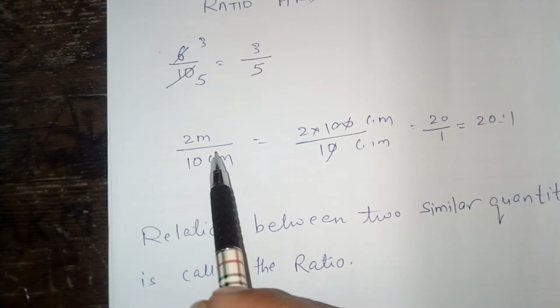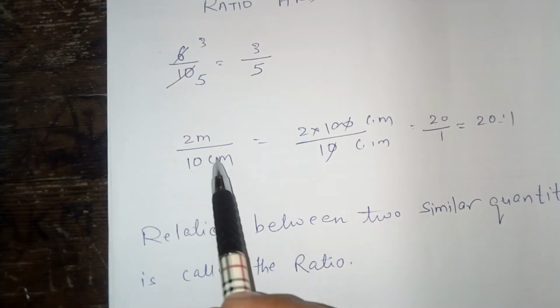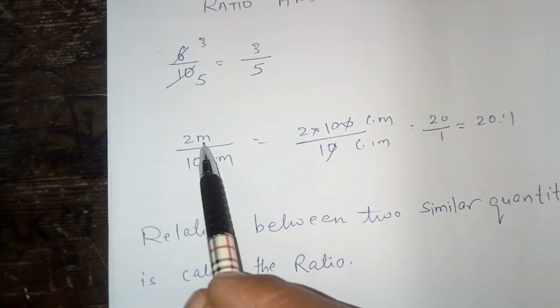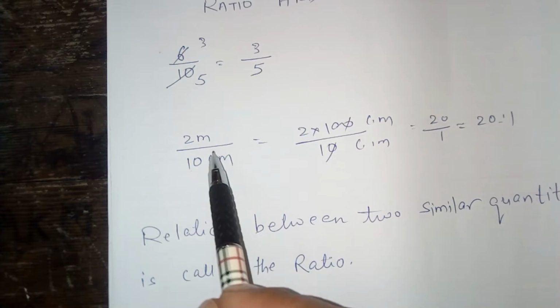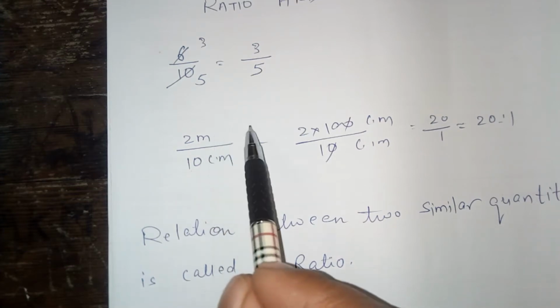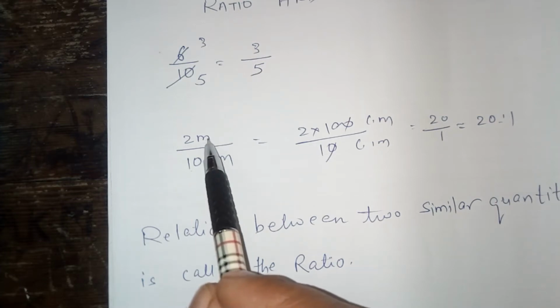First, what is the main condition? The unit should be the same. This is meter and this is centimeter. So it is your choice: meter converted to centimeter, or centimeter converted to meter. It is very easy to convert meter to centimeter.